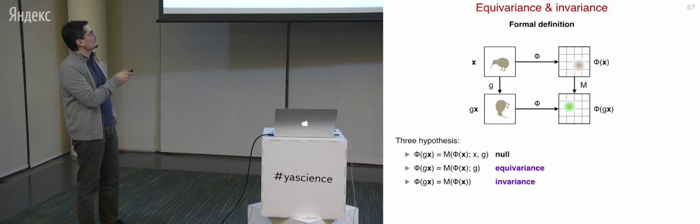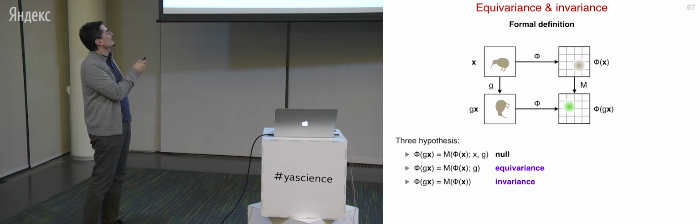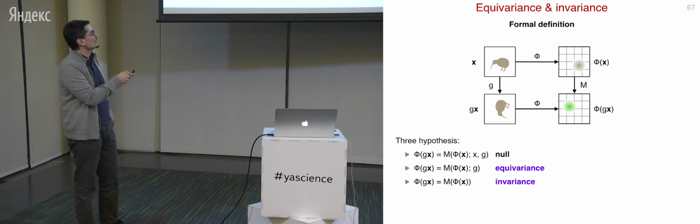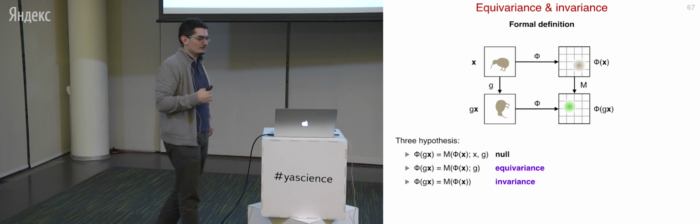Or this map depends only on g, and not on x, in which case you have equivariance here. Okay? It means you can predict how this works regardless of the image. Or, in fact, this doesn't change at all. It depends neither on x nor on g, which means it's constant, in which case you actually get invariance. Okay, so equivariance, invariance, or nothing at all.